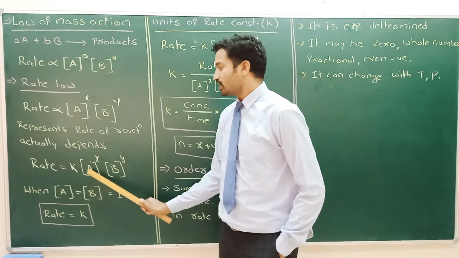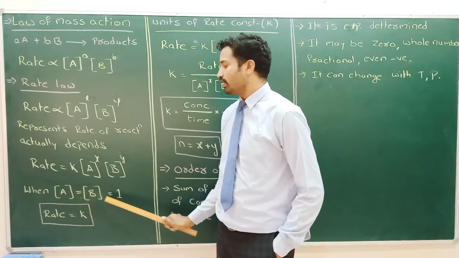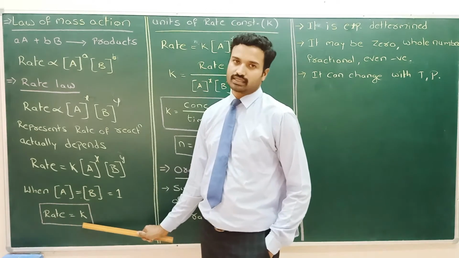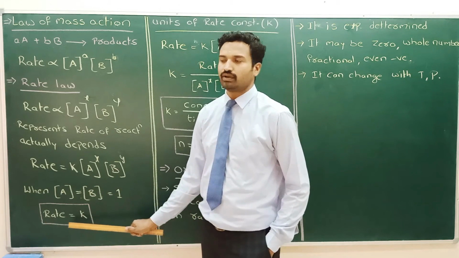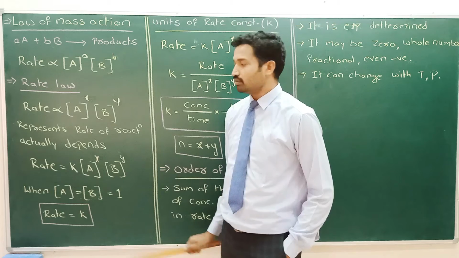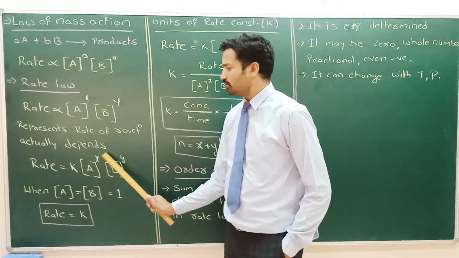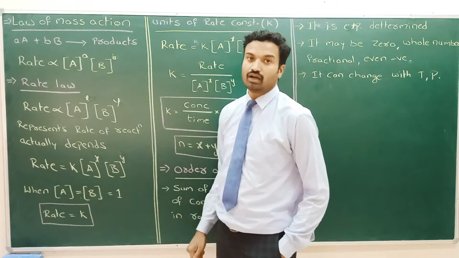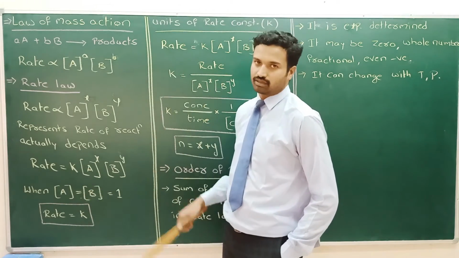When concentration of A and concentration of B are 1, that rate of reaction is called rate constant. Rate of reaction is equal to rate constant. Now here x and y are added, x plus y. We take the sum of the powers of the concentration terms. x plus y is called order of reaction. That we will discuss in the next topic, order of reaction.